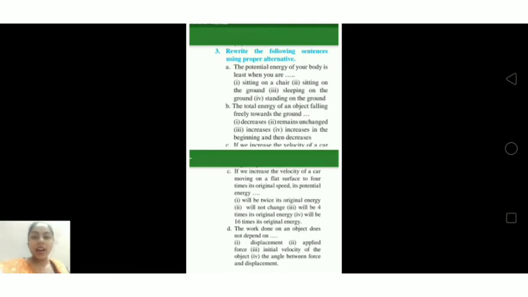Then there is a third question, rewrite the following sentence using proper alternatives. So here A, B, C, D, read it carefully, note it down and answer it.